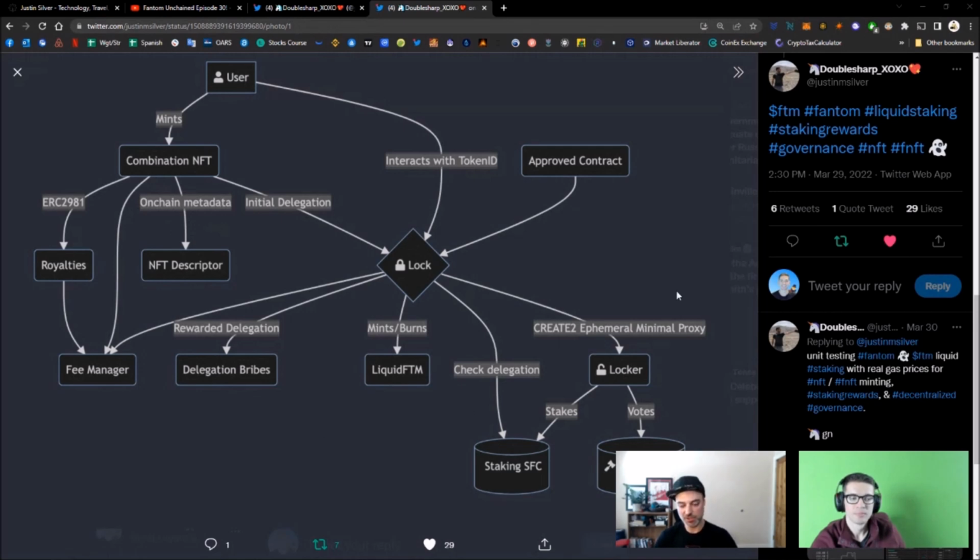The other thing this lets you do: right now, if you want to delegate to a validator, you can only delegate once per validator. So if you wanted to lock, you have to choose, I'm going to lock all my money for like 6 months or whatever. Through this system, you could mint one NFT for 100 FTM locked for 6 months, another NFT for 100 FTM locked for 3 months, and another for 100 FTM not locked at all.